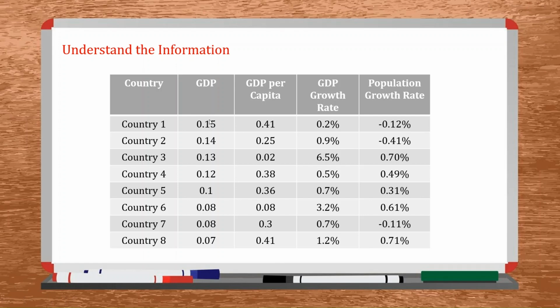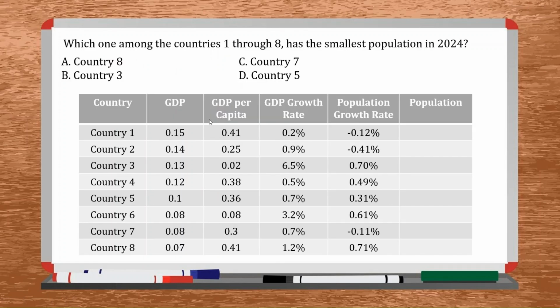So let's look at the questions now. We have 4 countries in the options: country 3, 5, 7, and 8. And we want to know which country is going to have the smallest population in 2024. This doesn't look like a very big calculation. Always try to do your calculation in terms of percentages to arrive at the number quickly. So first, we'll be doing it only for these countries.